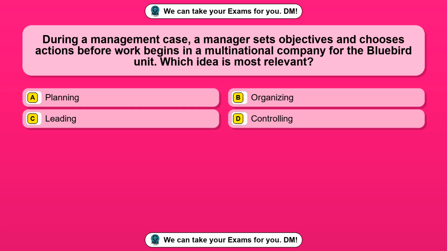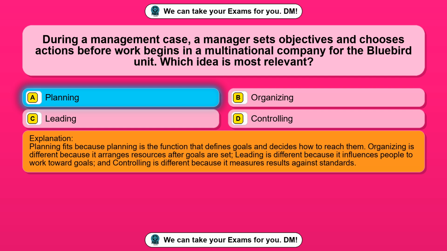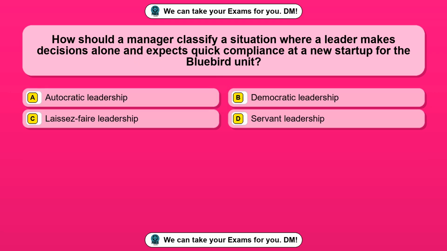Question 99. During a management case, a manager sets objectives and chooses actions before work begins in a multinational company for the Bluebird unit. Which idea is most relevant? Option A, planning. Option B, organizing. Option C, leading. Option D, controlling. The correct answer is option A, planning. Planning fits because planning is the function that defines goals and decides how to reach them. Organizing is different because it arranges resources after goals are set. Leading is different because it influences people to work toward goals, and controlling is different because it measures results against standards. Question 100.